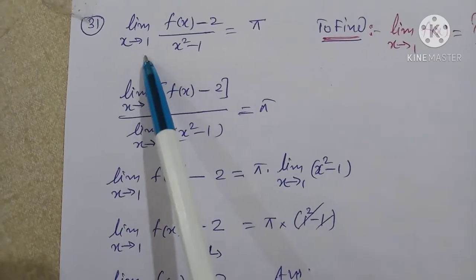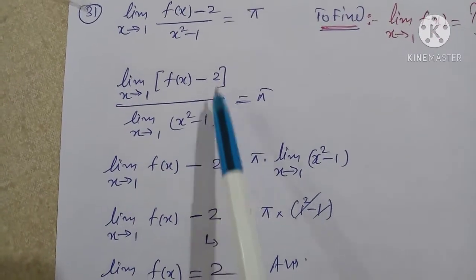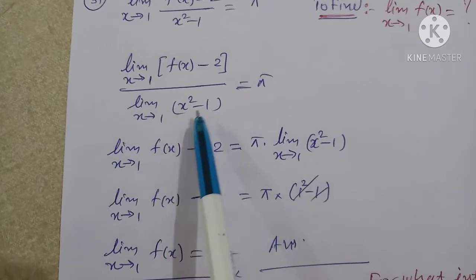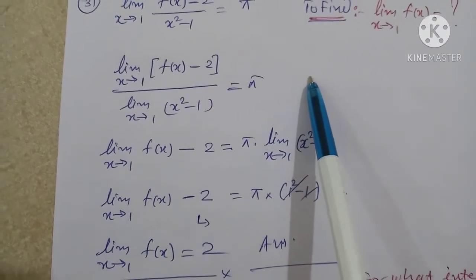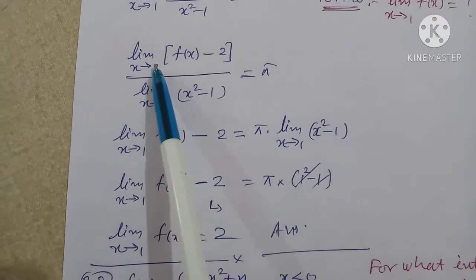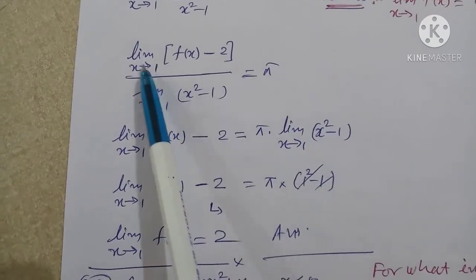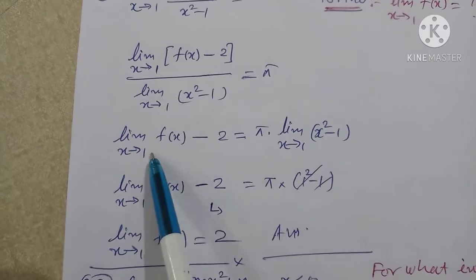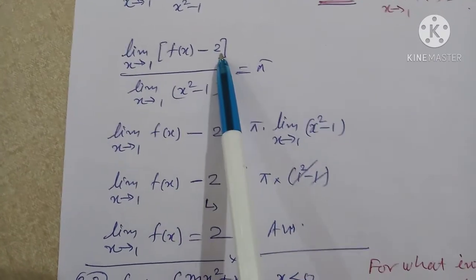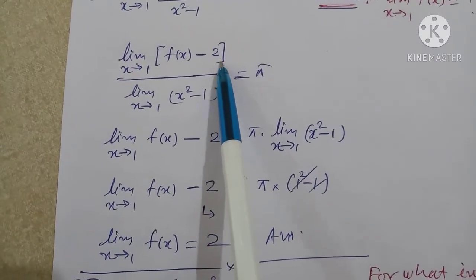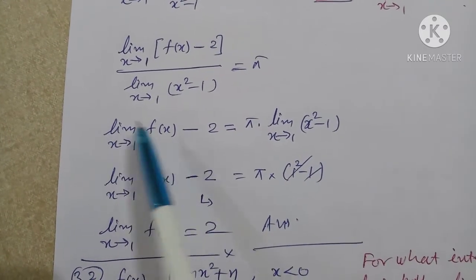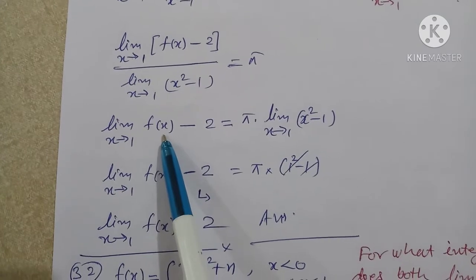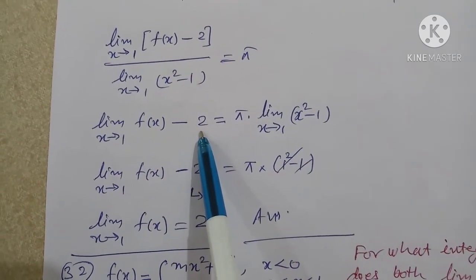So the limit as x tends to 1 of f(x) - 2 in the numerator, and the limit as x tends to 1 of x² - 1 in the denominator also. And this term transfers to the right side. Here also separate the limit as x tends to 1 of f(x) and the limit as x tends to 1 of 2. Since 2 is a constant, it is free from the limit. So we have only the limit as x tends to 1 of f(x), and after that only minus 2.